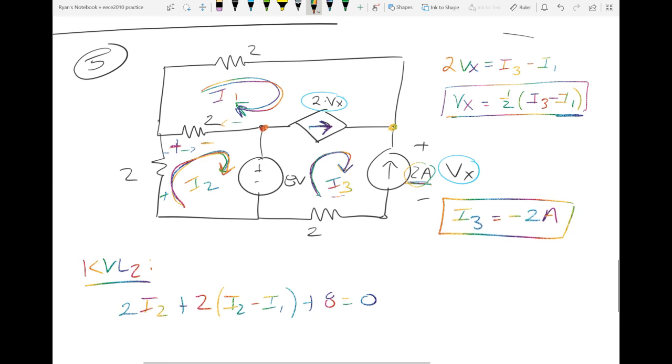Now, if I want, I can write the super mesh equation. Do I even need it? If you look at this, you get I2, I2, I1. So I need another equation with I1 and I2 in it. So yes, I do. I do need another mesh equation.